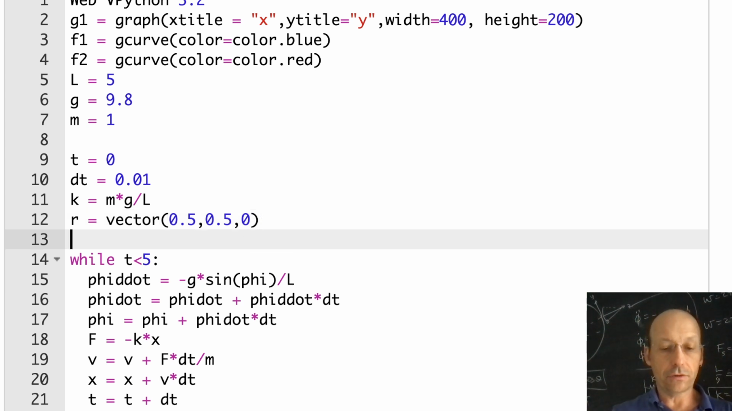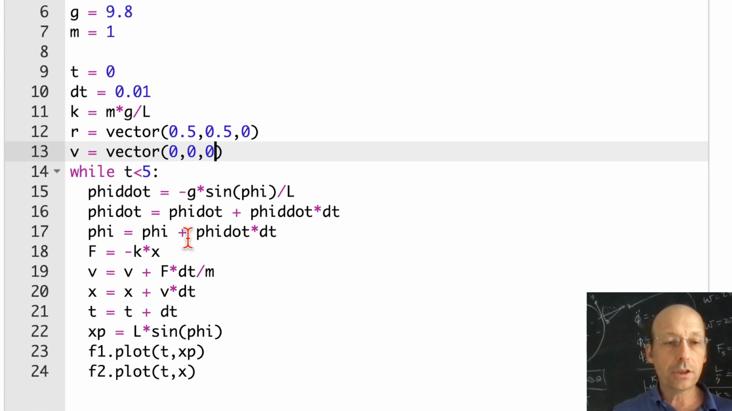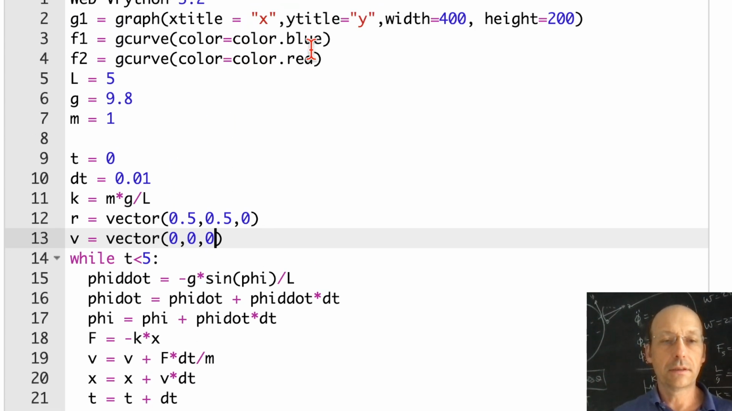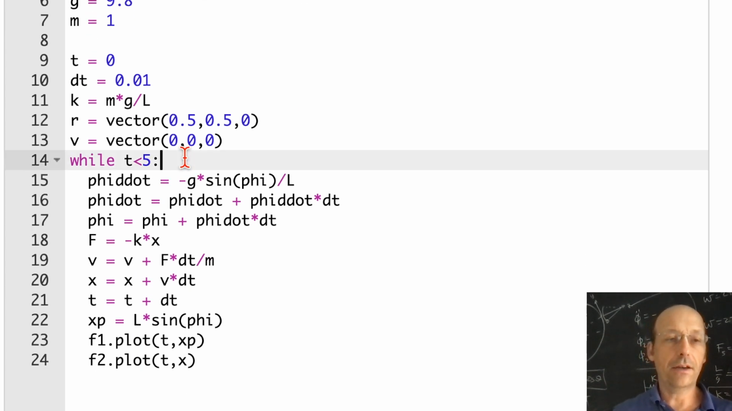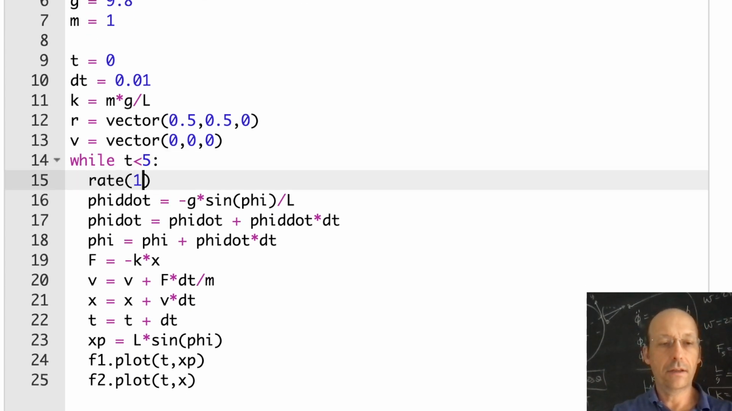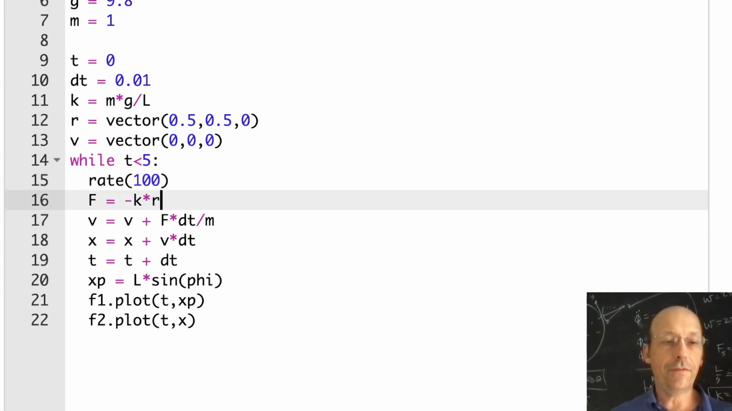My velocity is also a vector. V is going to be the vector 0, 0, 0. I have k. Okay, and I'm just modeling the motion. So down here, and let's do this. Dot equals true. It'd be fun. And then I can do this rate 100, so I can model it in real time. So I'm going to get rid of that stuff. And I'm going to say f is negative kr.